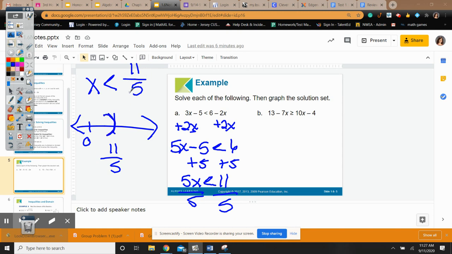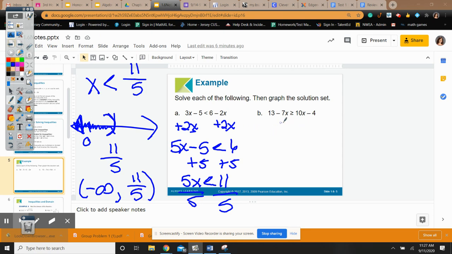And where are numbers less than 11/5? That's to the left, this direction like this. So the values will be negative infinity to 11/5, and I'm going to do a parenthesis instead of a square bracket because it does not equal. Let's take a look at this guy. Let's get our x's together first.